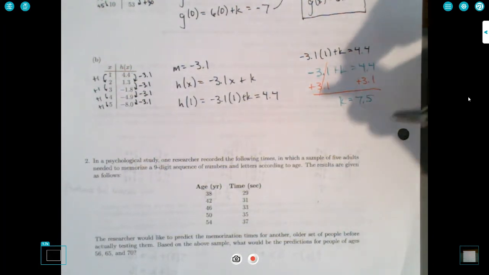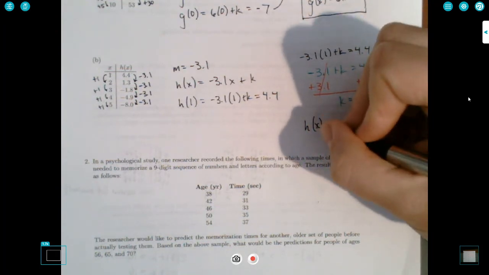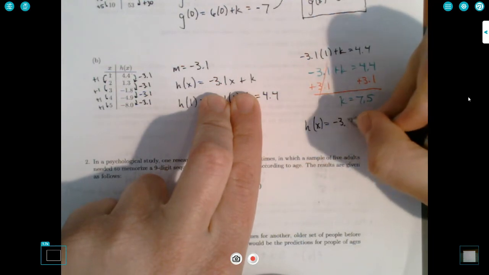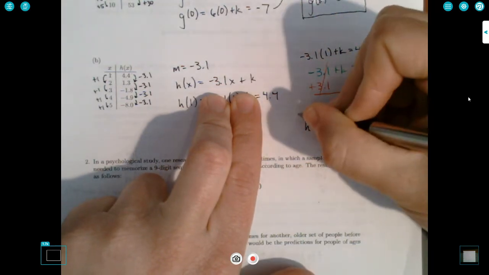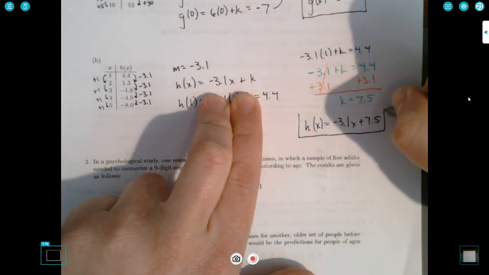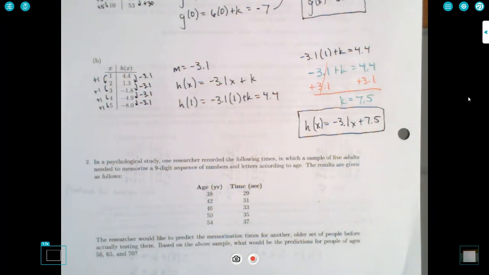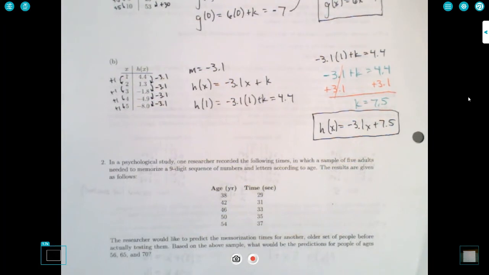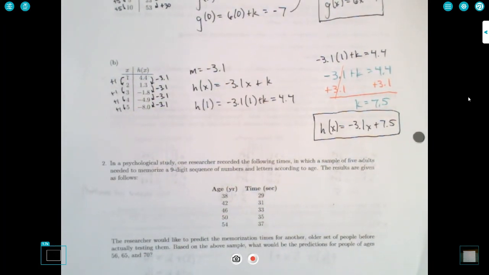So that means that h of x equals negative 3.1x plus 7.5. And that's that, right? That's how we fit linear models to data.